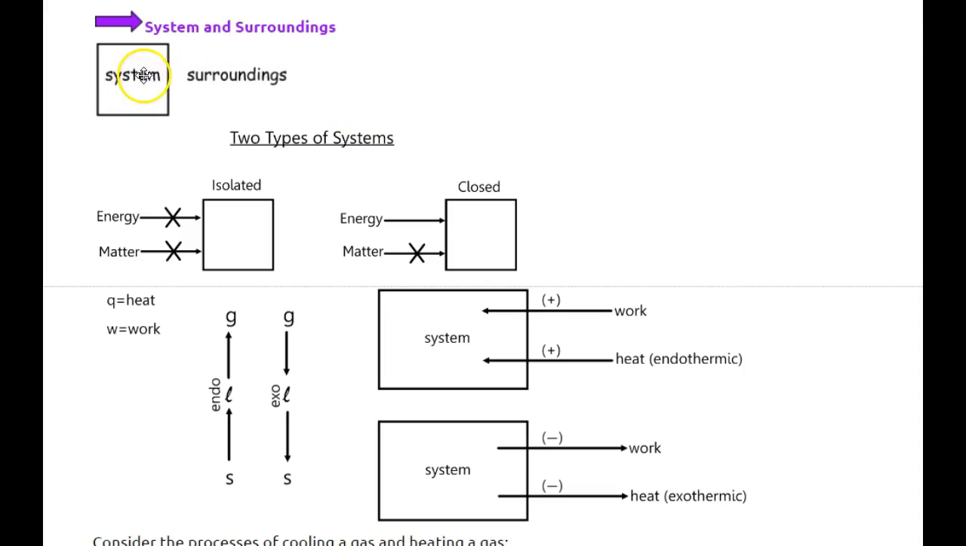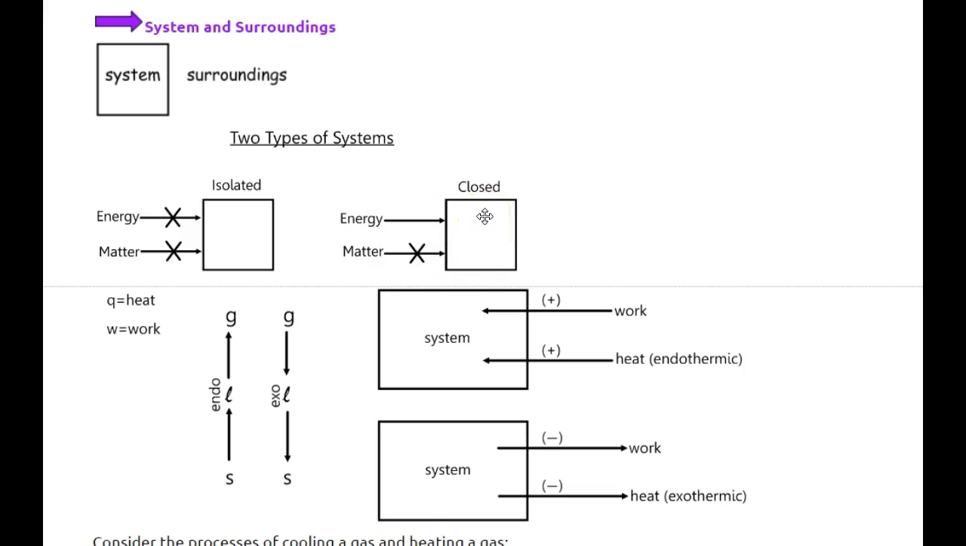Let's make the distinction between the system versus the surroundings. The system would be, say, a chemical reaction or an object or a system where you're dissolving a salt in water. So the system is what we focus on, and the surroundings is everything else around it. There are two types of systems. An isolated system, which is so closed off that matter cannot enter the system, neither can energy. And then a closed system, which is more common, where matter cannot enter, but energy can.